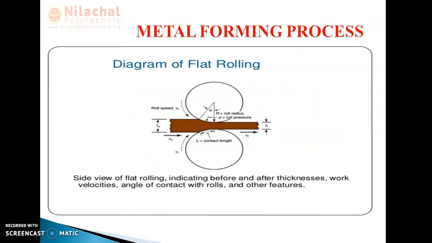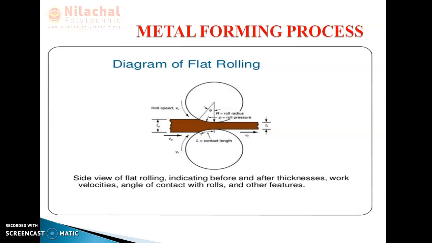Now we come to the principle of rolling. In the diagram, we have two rolls. The one on the upper side is known as the upper roll, and the lower roll is placed on the lower side. The process of rolling basically consists of passing the hot material through two rolls rotating in opposite directions at a uniform speed. That means the speeds of both rolls must be equal. That is the principle.